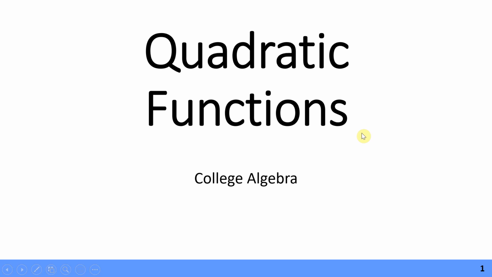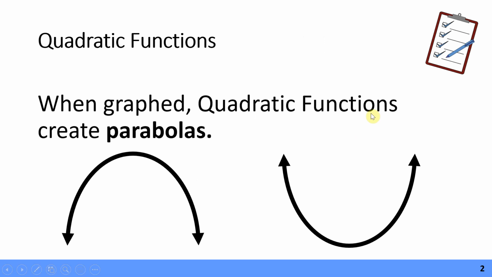All right, so in this video, we're going to be covering quadratic functions, and we're going to be focusing on their graphs. So the first thing we want to go over is what does a quadratic function look like when we graph it? When we graph it, it looks like either one of these two. So kind of like a happy face, right, or a sad face, but we call these parabolas. So these two are the different types of parabolas we're going to be seeing in this section.